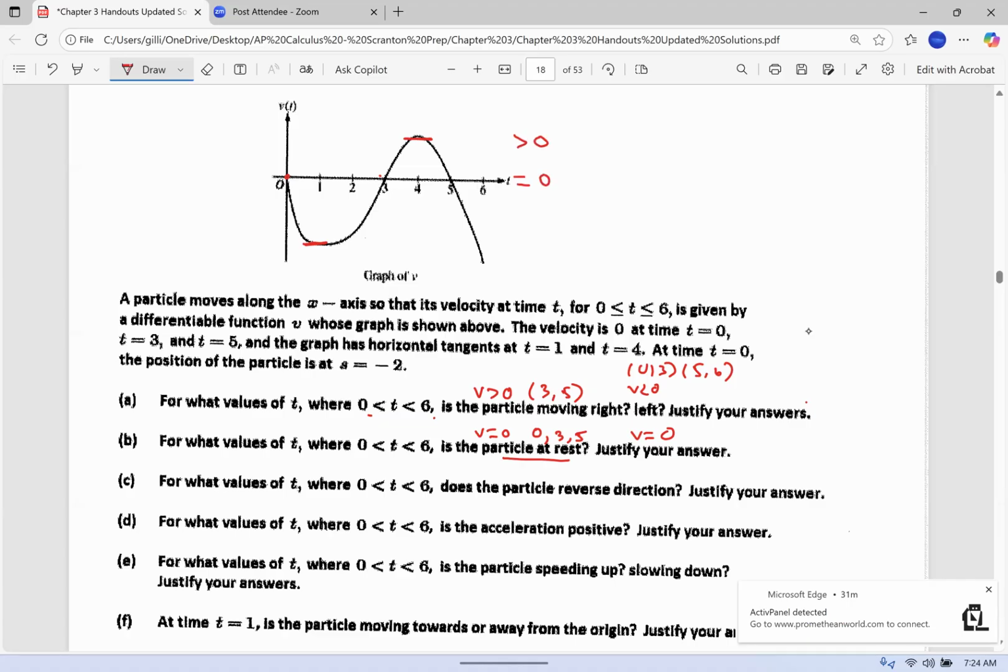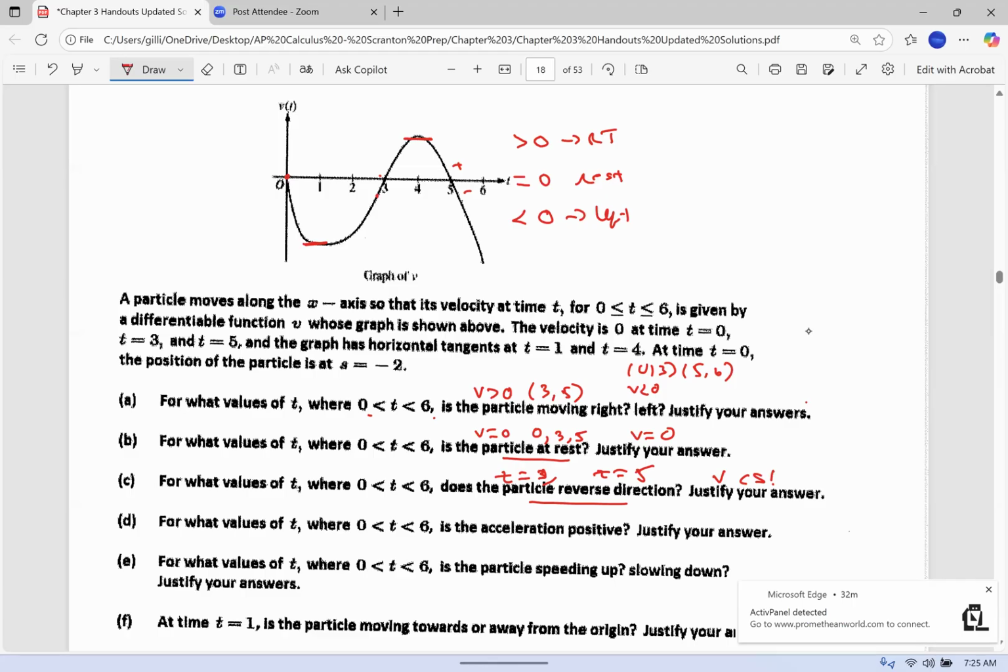This is when velocity is greater than 0, and this is when velocity is less than 0. So that would mean this is when we're moving right, when we're above the x-axis. This is when we're moving left, and this is when we'd be at rest. When does the particle reverse direction? That happens when velocity changes signs. So velocity here goes from negative to positive at time t equals 3. And it also goes from positive to negative at time t equals 5.